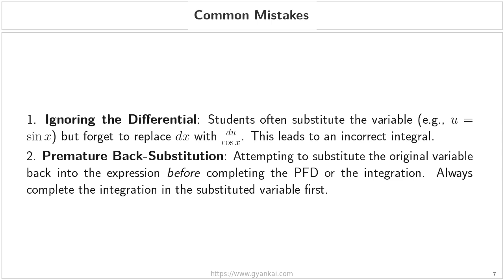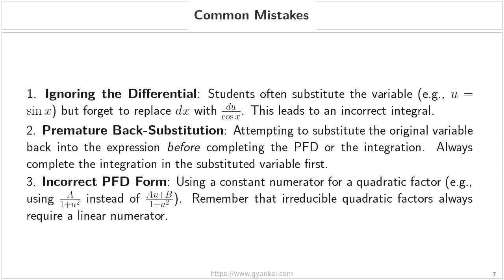2. Premature back substitution. This one's about order of operations. It's tempting to immediately substitute back to the original variable as soon as you've made the substitution. But resist that urge. You need to fully complete the partial fraction decomposition and the integration in terms of the new variable, in this case u, before you switch back to x. Think of it like this. You've translated the problem into a language you understand better, you solved it, and then translated the solution back into the original language. Don't translate mid-process.